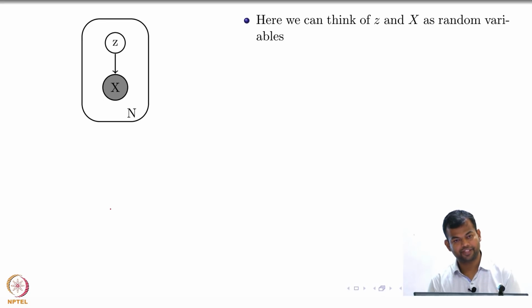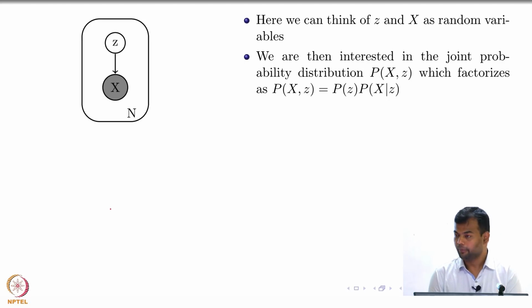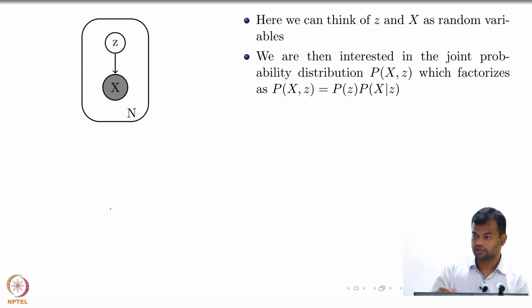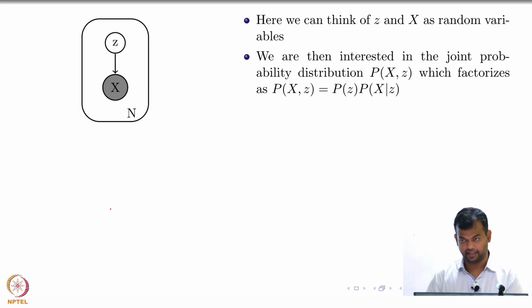So here we can think of z and x as random variables, of course. And the graphical model comes from this factorization. What I want is actually a joint distribution of x and z. And the natural factorization that I can choose is that the joint distribution factorizes as p of z into p of x given z. Why do I call this natural?